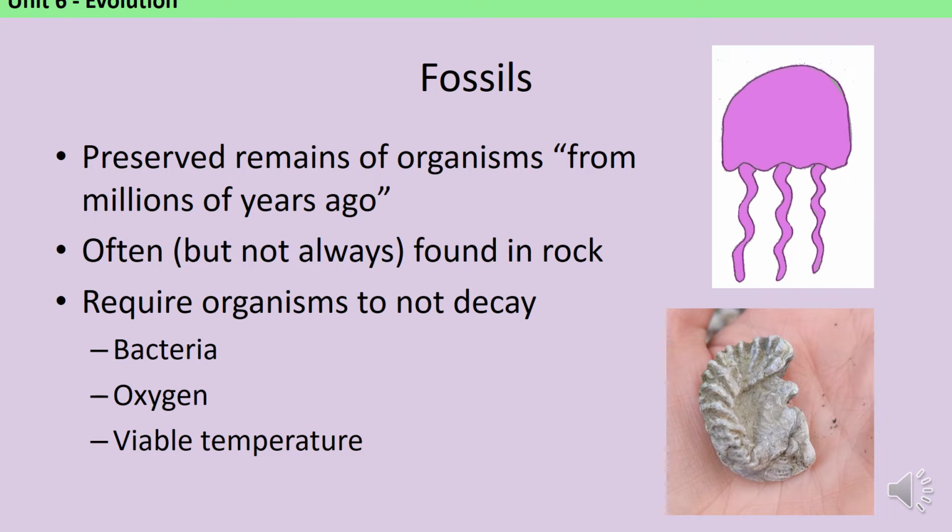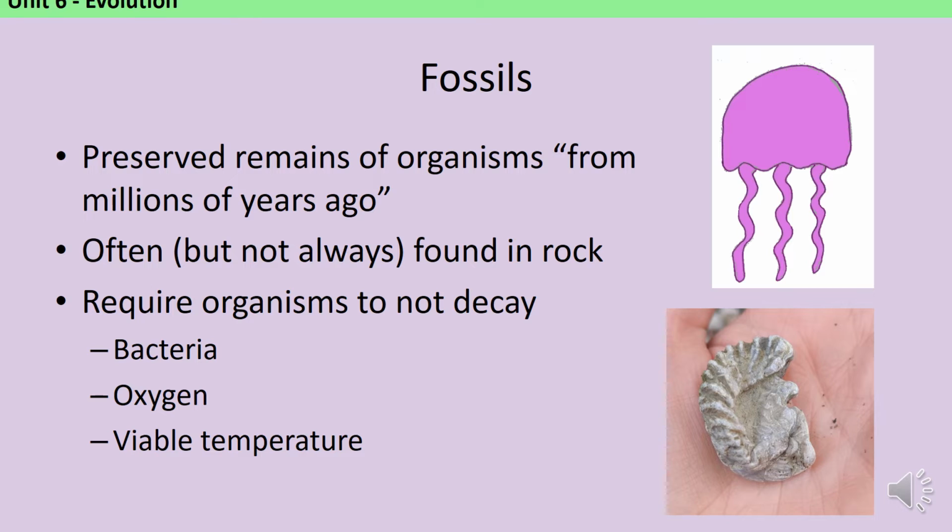Fossils are one piece of evidence that supports evolution, particularly of organisms that have now gone extinct. They're made from the preserved remains of organisms, and AQA say that they're from millions of years ago, which is not the same definition that everyone would use, but we're going to stick with the exam board for this. Now, they're going to be preserved in a number of different ways, and the most common is in rock, but there are other ways like in ice or in amber, and we'll talk about those as well.